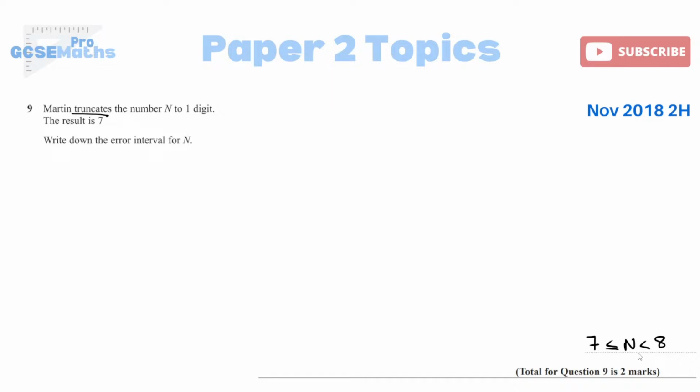It's less than 8, right? Because it could have been 7.99999. We don't know, because all Martin did was look at the first digit and then he cut off the rest. He ignored it. So it could have been 7.0 or it could have been 7.9999999, right? It could have been either of those two. So for truncating, that's the difference, right? Different to upper and lower bounds with the first one.